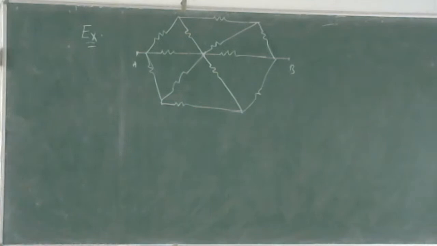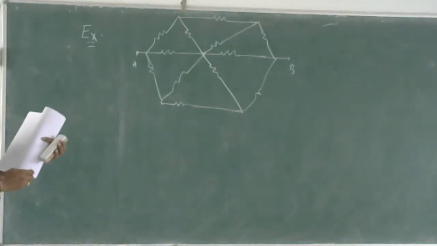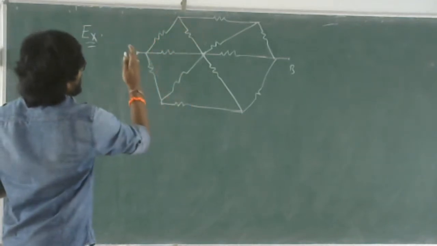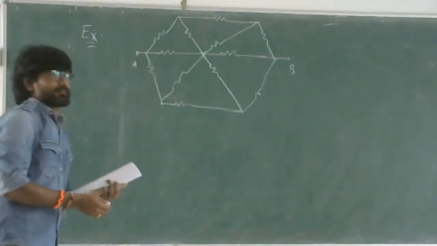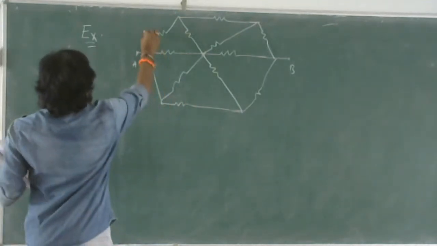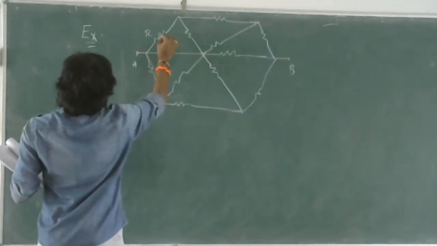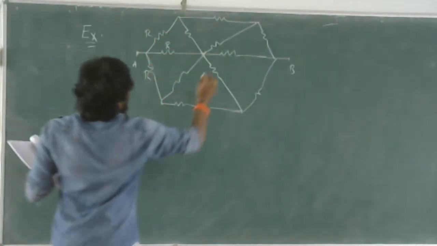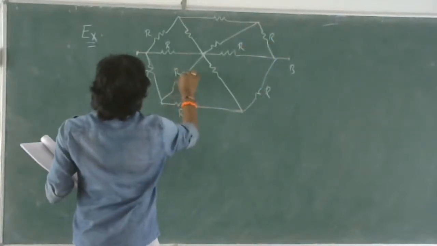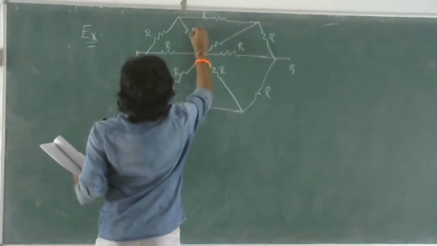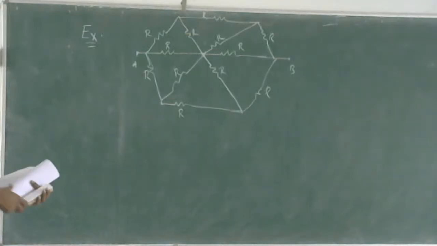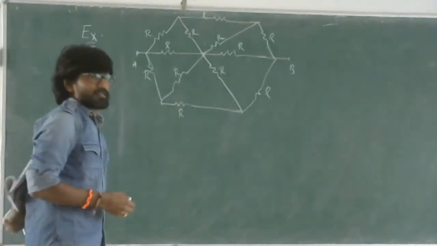So how many resistors are there? Right. 1, 2, 3, 4, 5, 6, 7, 8, 9, 10, 11, 12. So these all resistors have the same resistance. Identical resistors. So it is a triple R, and this is another triple R. This is another triple R. This is another triple R. All are identical resistors. So how to find the effective resistance between A and B is the question.